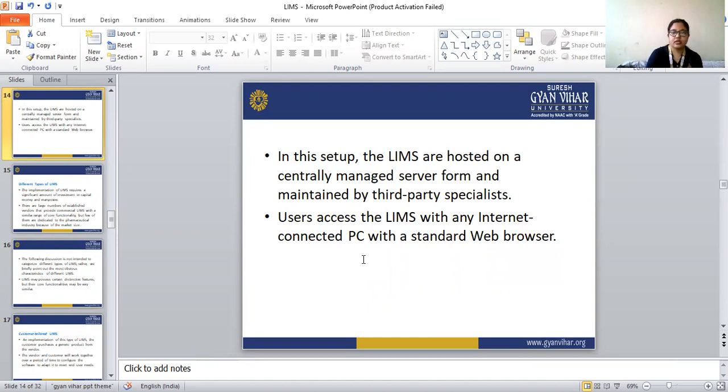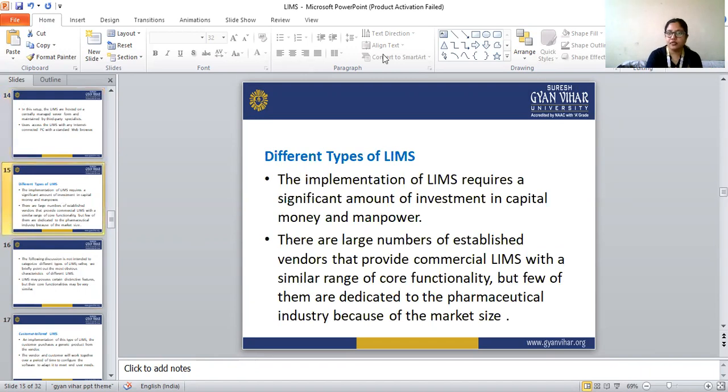The next topic is the different types of LIMS. There are different types of LIMS available.